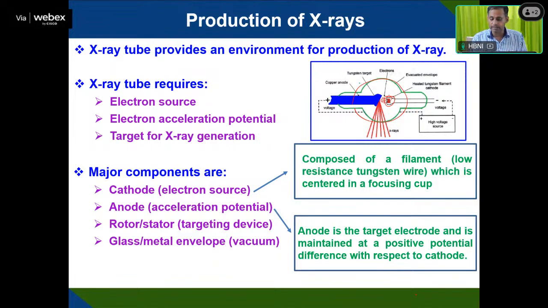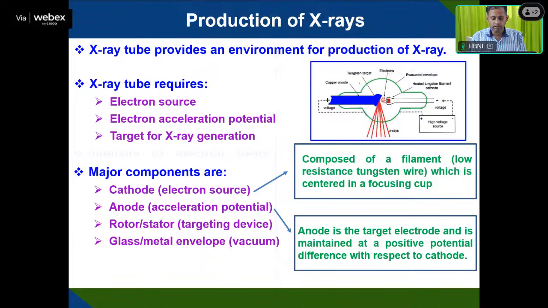So the cathode is the electron source, and the anode gives you the acceleration potential. You have a target device, a rotor or stator, and the whole thing is inside a vacuum, because everything has to be inside a vacuum for X-rays to be produced.